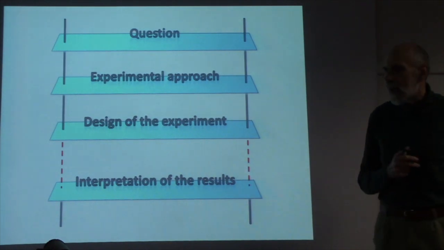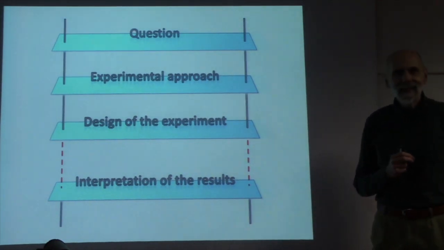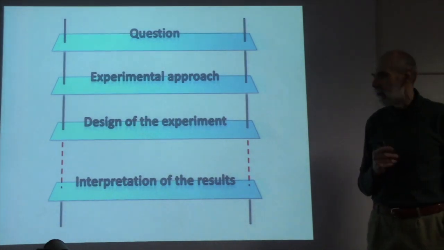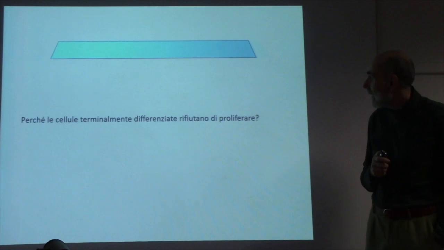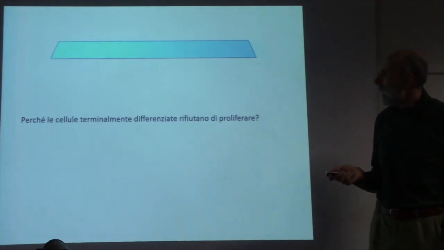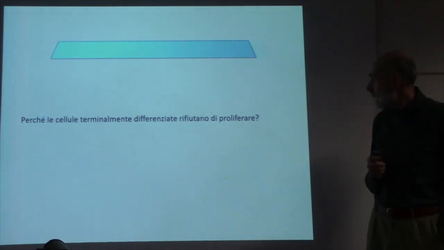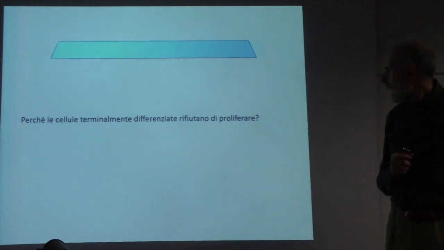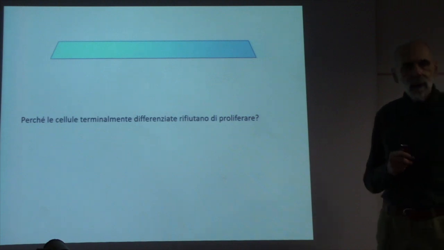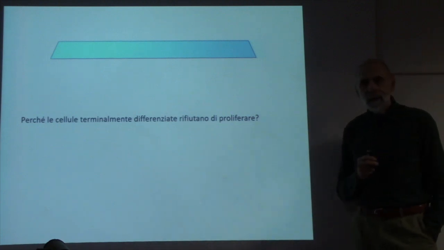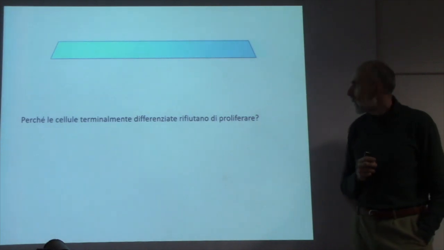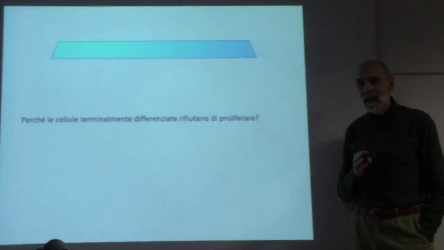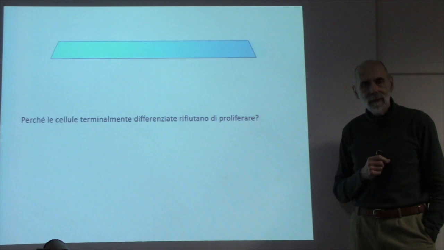Good, so first of all the question. Well, we can suppose that the big question these authors have in mind is, why terminally differentiated cells refuse to proliferate? Well, this is of course an all-important question, but it is vaguely formulated. It's too wide. As we mentioned when we talked about the question, we need to focus the question in order to make it addressable, answerable with the scientific method.